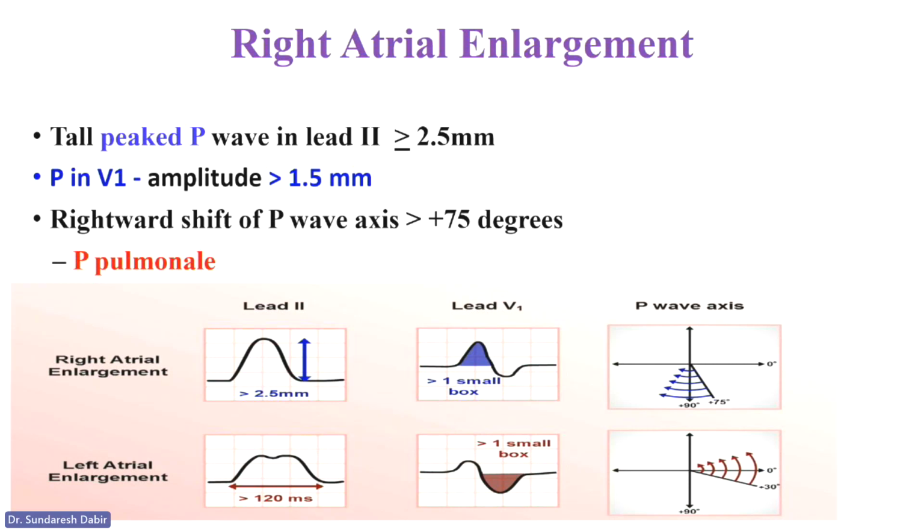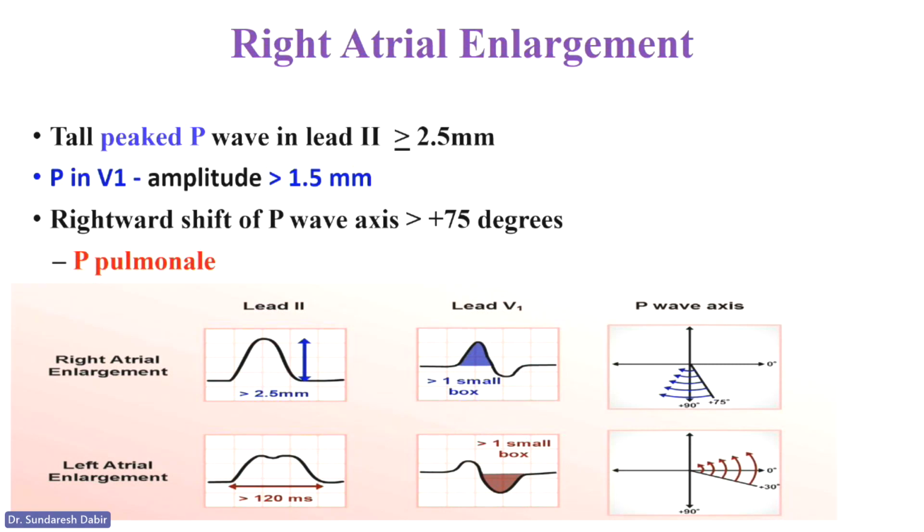The total peak P wave in lead 2 is more than 2.5, and the P wave amplitude in V1 is more than 1.5, and rightward shifting of the P wave axis more than 75 is described with right atrial enlargement. Most probably these are seen in pulmonary disease, and so it is called P pulmonale.